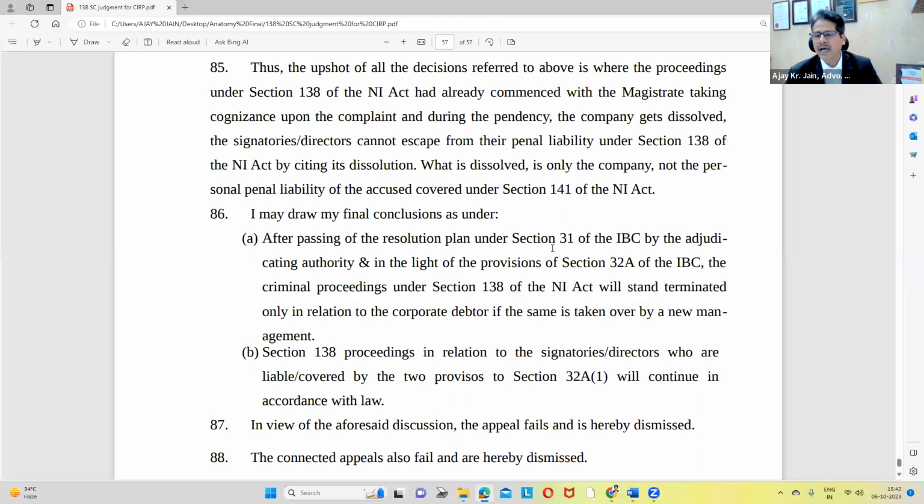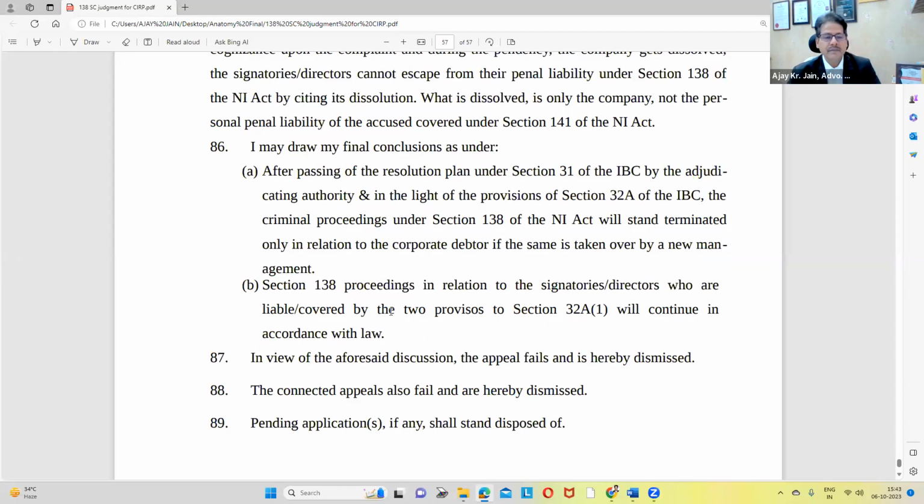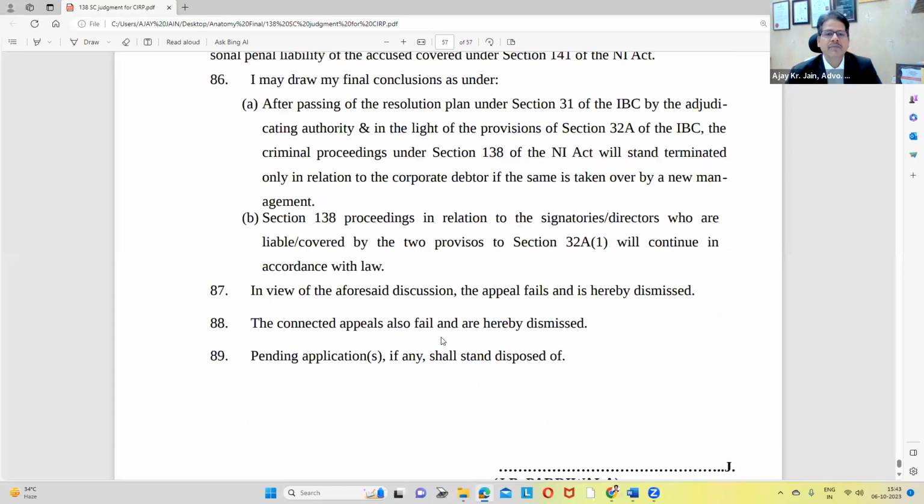So the NI Act qua the corporate debtor is the only area where immunity has been granted to the CD, if it is taken over by the new management. Section 138 proceedings in relation to signatories and other directors who are liable, covered by the two provisions to section 32A sub-section 1, will continue in accordance with the law. This section is of the NI Act. In view of the above discussion, the appeal fails and is hereby dismissed.